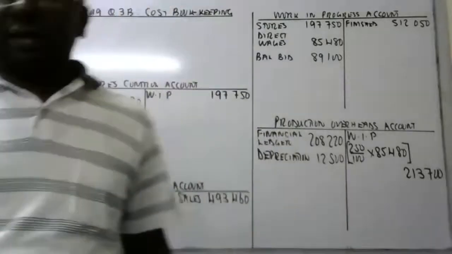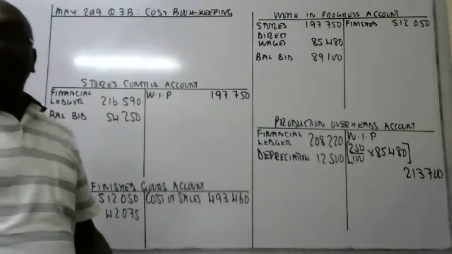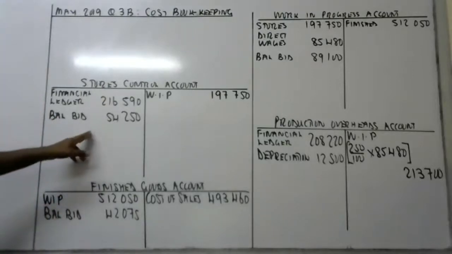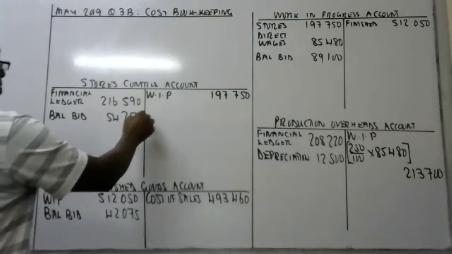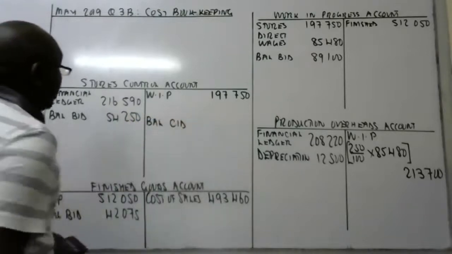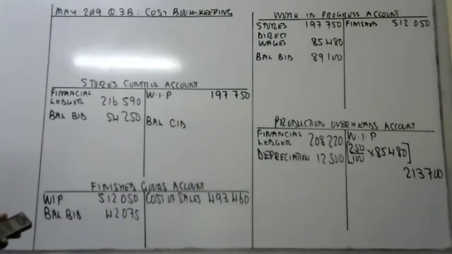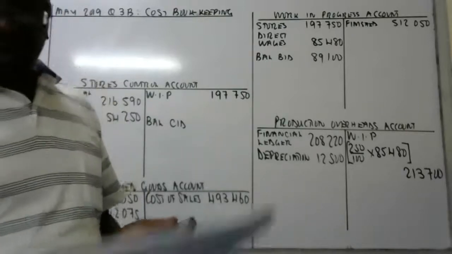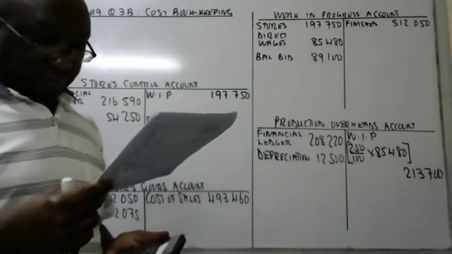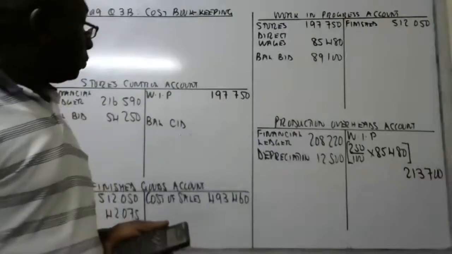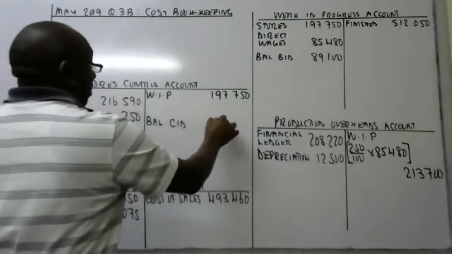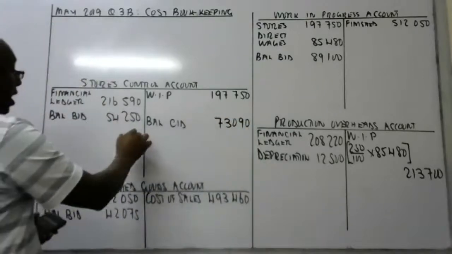So we are through with the recordings. So we balance the accounts. For the stores, tell me the balance carried down. We have 216,590 plus 54,250 minus 197,750, which is 73,090, and that account is closed.